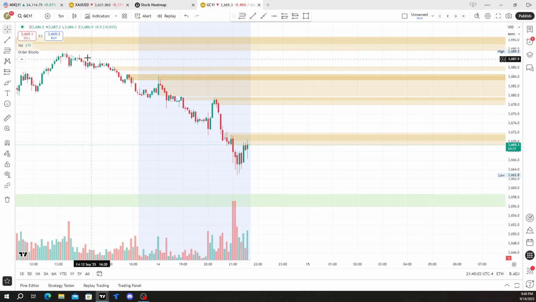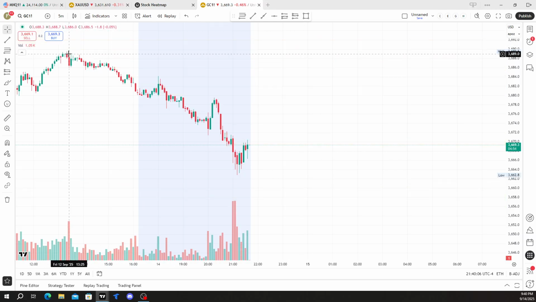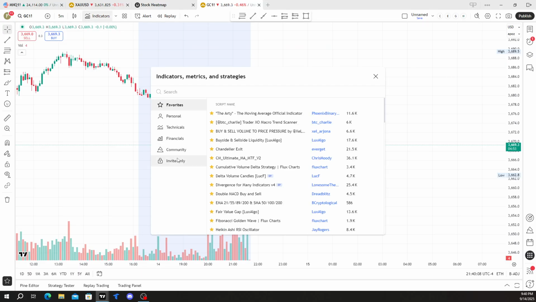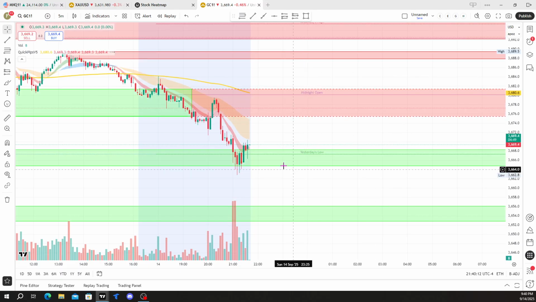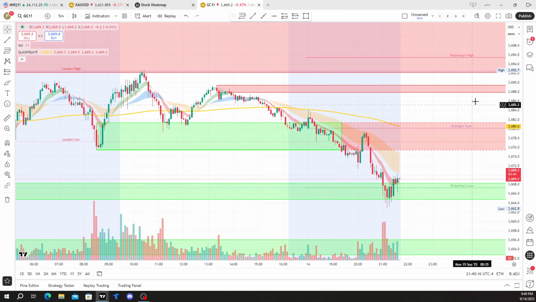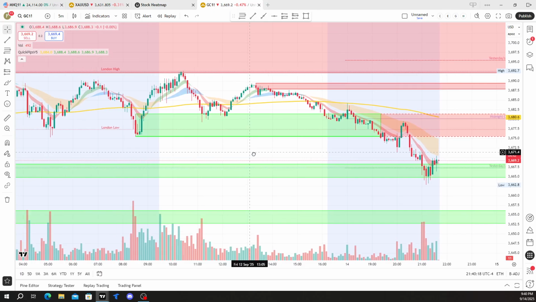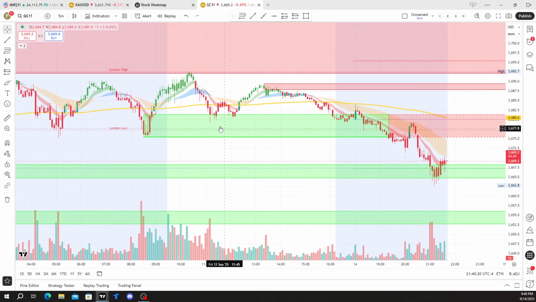We also have the order blocks in our indicator, which is the QuickPips. It's also a paid version. In QuickPips you also get breaker blocks basically. So what the breaker blocks are: it's a support level, but when the support level breaks, it turns into a resistance level.